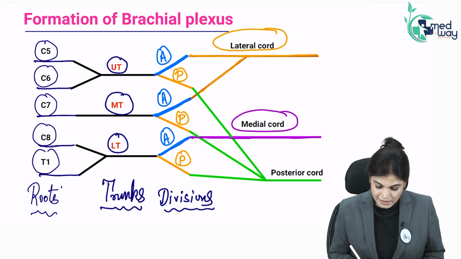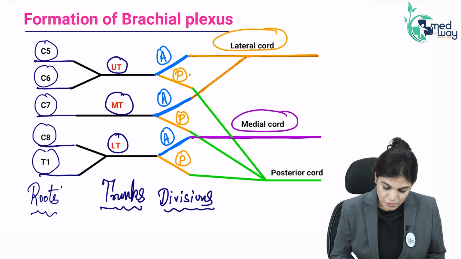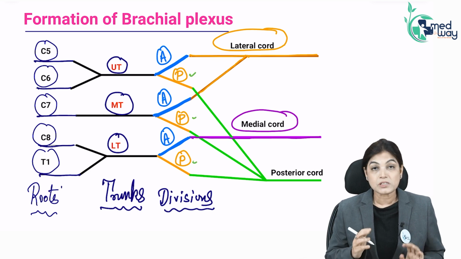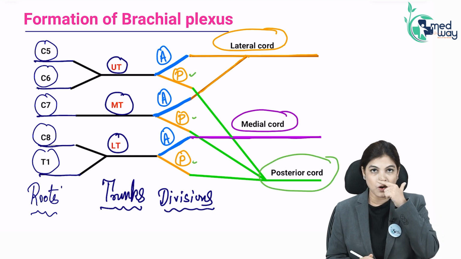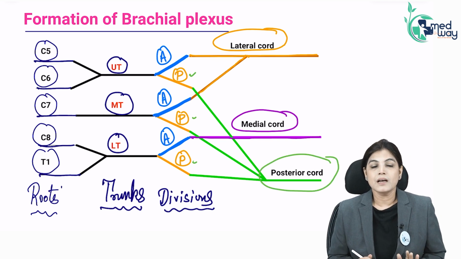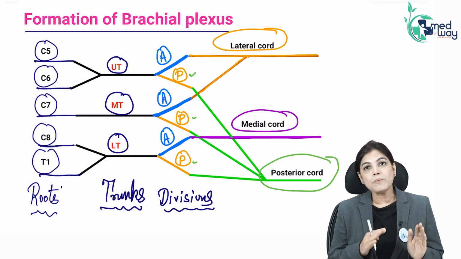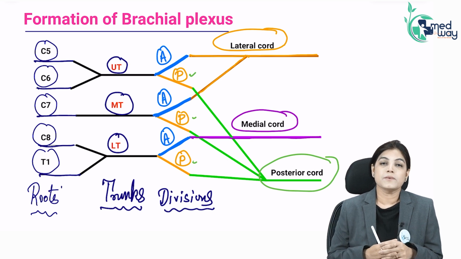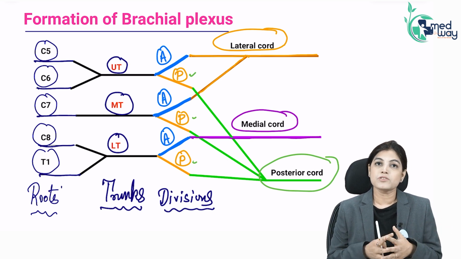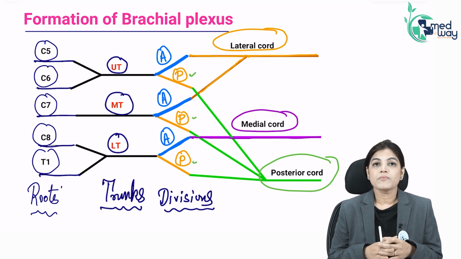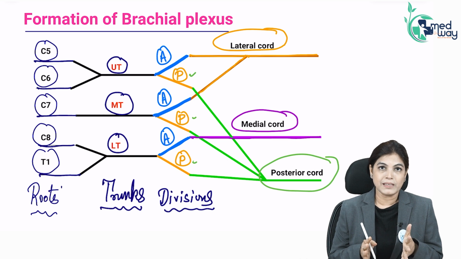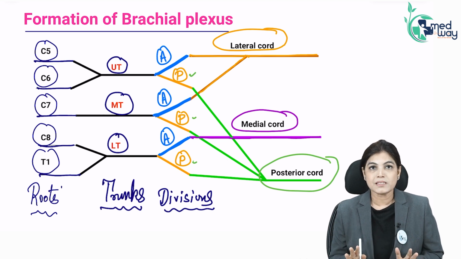Now, if you will see in this diagram, you can appreciate that the posterior division, this is posterior, this is posterior and this is the posterior. The posterior divisions of all the 3 trunks will together join and lead to the formation of the posterior cord of brachial plexus. So, not only the branches of brachial plexus are important, but what is more needed is that you should also know about the formation of brachial plexus components. So, this is clear from this image, I think.